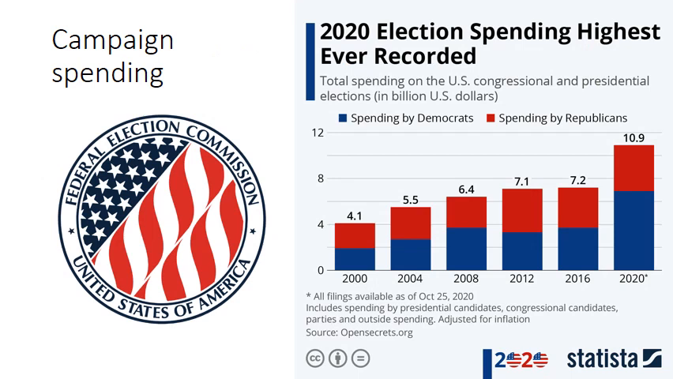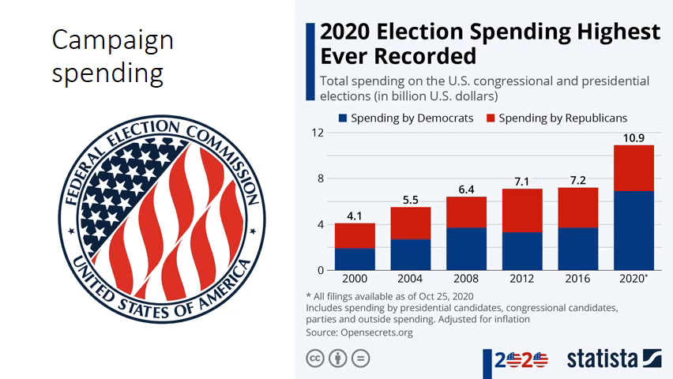Okay, campaign spending. So in 2020, we had the highest spending ever recorded. You see spending by Democrats and spending by Republicans. The Democrats outspent the Republicans in 2020. The blue here is much bigger than the red.